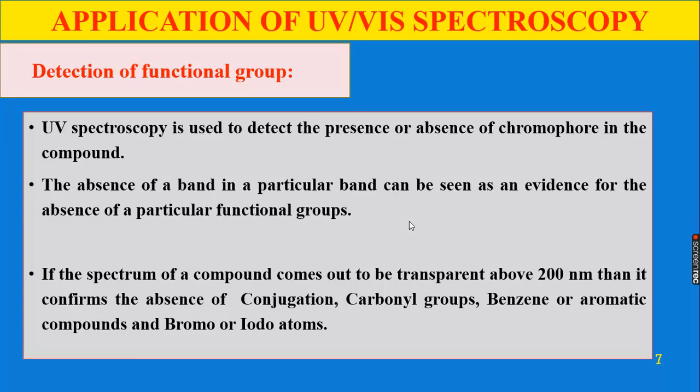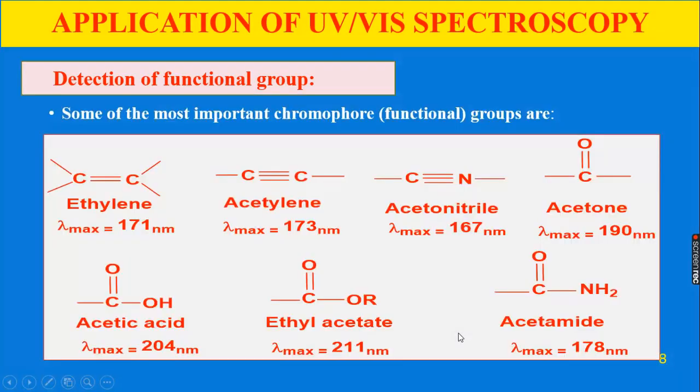The second application is the detection of a functional group. UV visible spectroscopy also helps to determine the functional group in the presence or absence of a chromophore, because different chromophores absorb in different regions, like conjugation, carbonyl group, benzene, aromatic, bromo, iodo. Here this is a carbon-carbon double bond. It absorbs at 171 nanometer. Triple bond functional group, acetylene, absorbs at 173 nanometer.